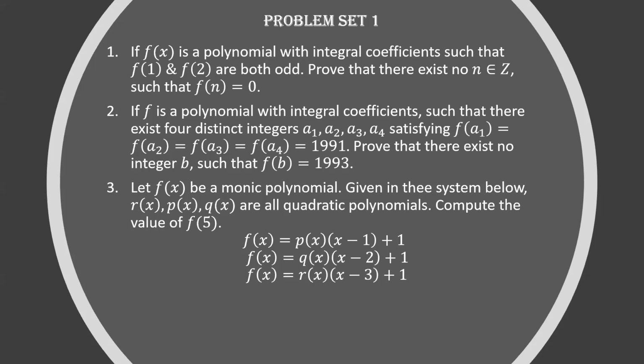In the second equation, they have given us that f of x is equal to q of x into x minus 2 plus 1. f of x is equal to r of x into x minus 3 plus 1. Use these three equations and find out the value of f of phi if possible. And if anybody gets the answer, they can chat with me. Or if anybody has any doubt in the question, they can also raise their hands or chat.